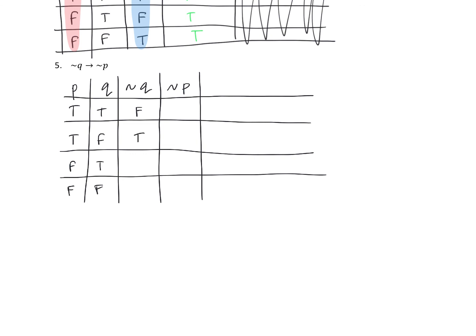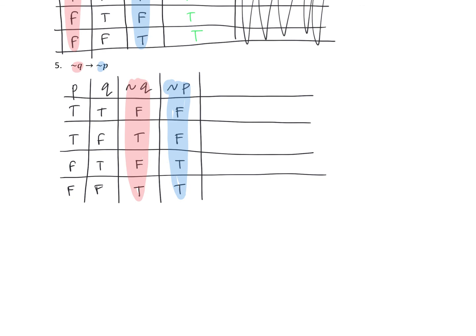So not Q will be the opposite truth values of Q. So false, true, false, true. And not P would be the opposite truth values of P. So false, false, true, true. And now you want to combine those together. So we're looking for not Q. We have that here. Implies not P. We have that here.